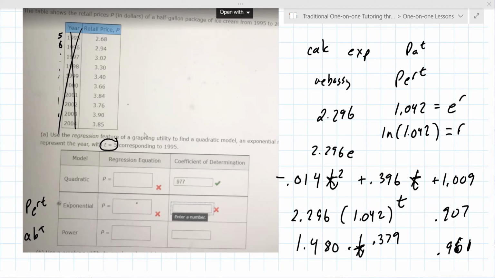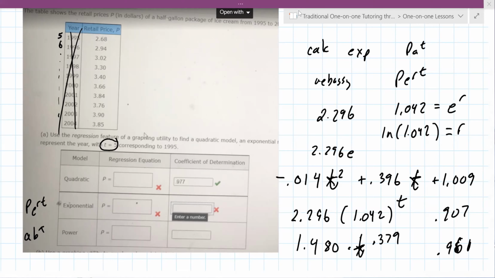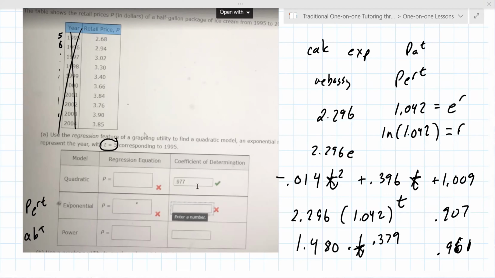So to answer part C, you want to determine which has the biggest coefficient of determination, and it looks like it is the quadratic regression model. I think you already knew that. Part C is the quadratic. It's whichever one has the biggest R squared.